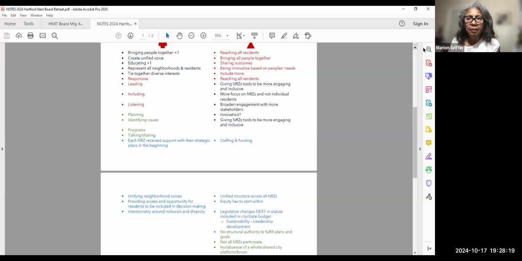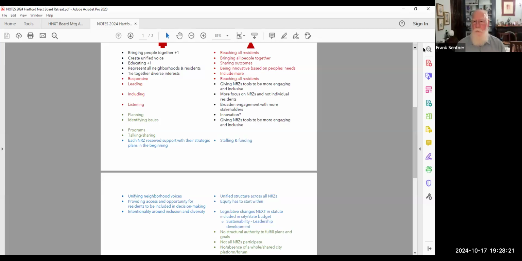Frank? Yes, on that particular point of reaching all residents, I believe our mission is to enable the NRZs to reach all residents. I think we want to keep in mind that our job is to create programs that empower the NRZs in fulfilling their mission. I don't think that it's either realistic or accurate to say that our mission is to reach all the residents of Hartford.